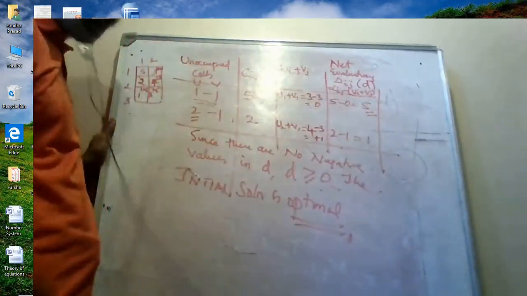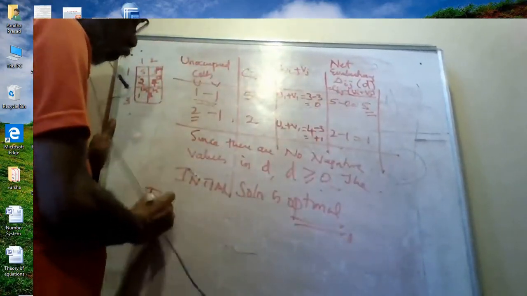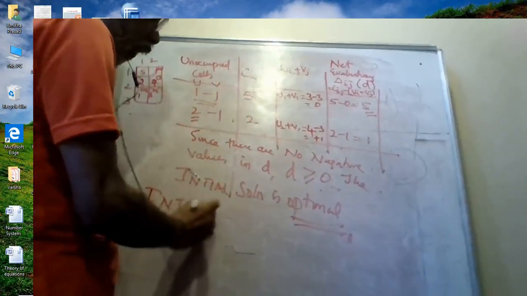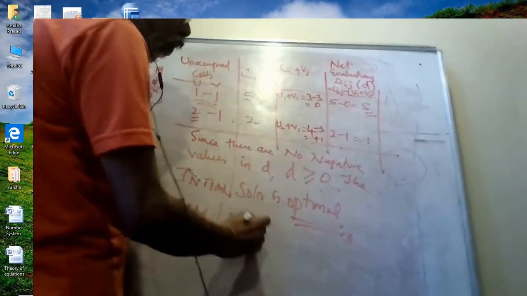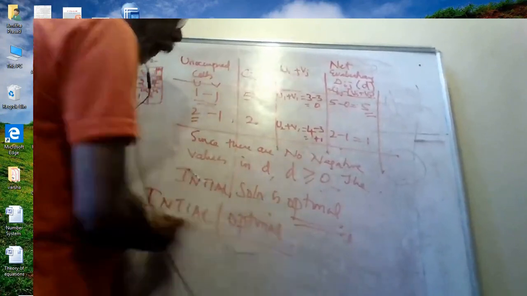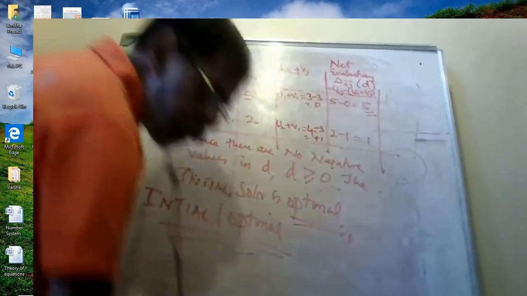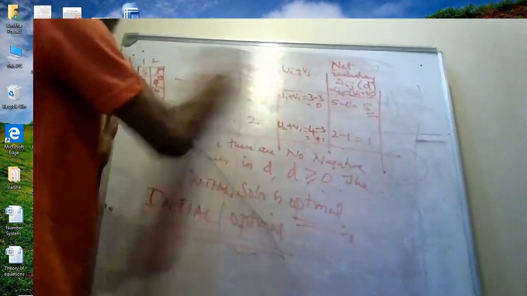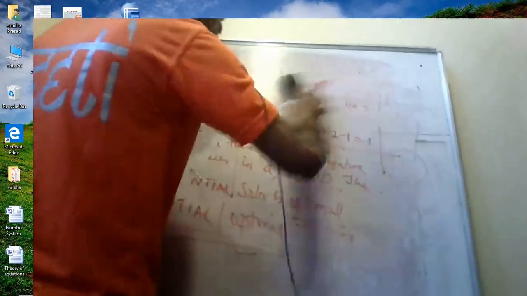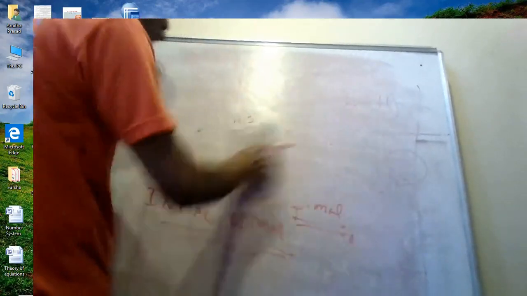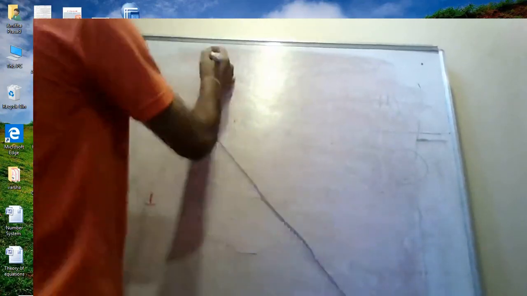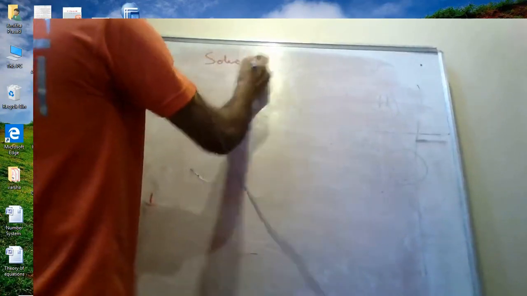So for every transportation problem, you should do both initial and optimal if you want full marks. I hope you are very clear. I will explain the steps. Suppose take this as a homework problem.